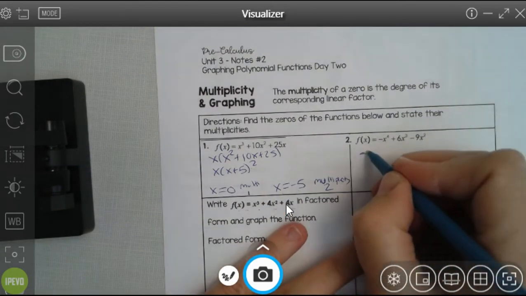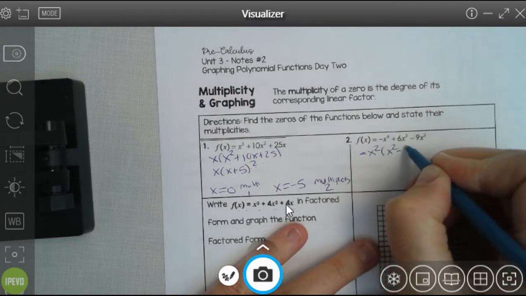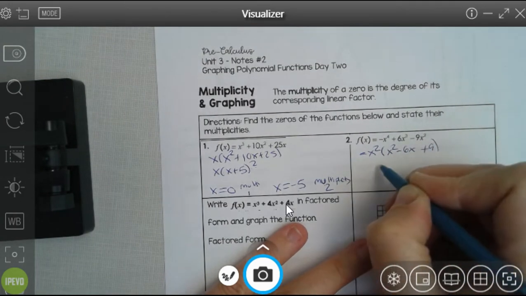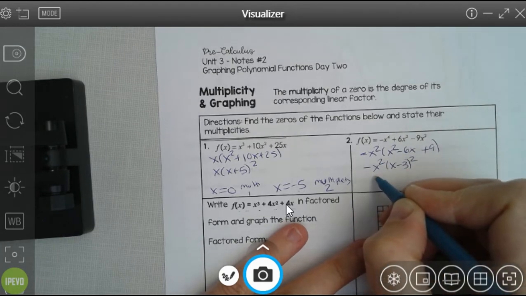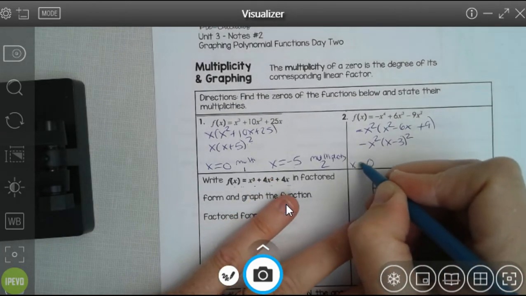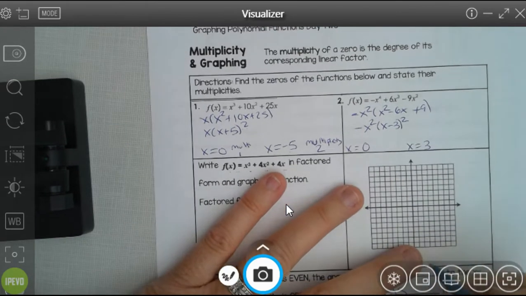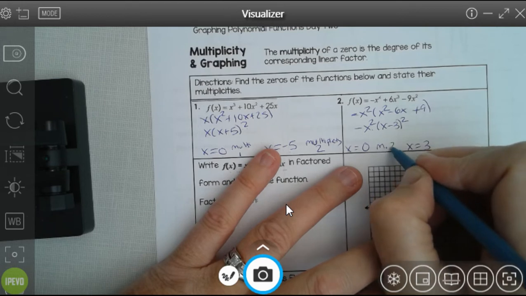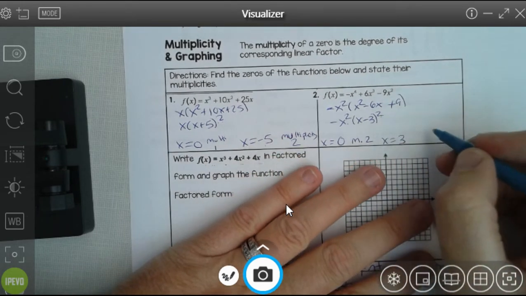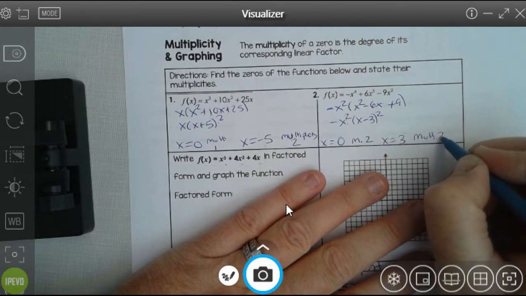On this one, I'm going to pull out a negative x squared and then factor. So my zeros on this one, I'm going to get 0 here, and I'm going to get 3 here. This happens twice because it's a power of 2, so that has a multiplicity of 2. Again, this happens twice, so this one here has a multiplicity of 2 also.